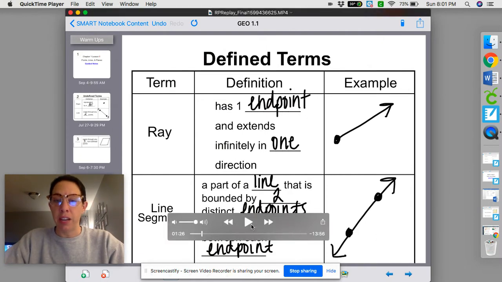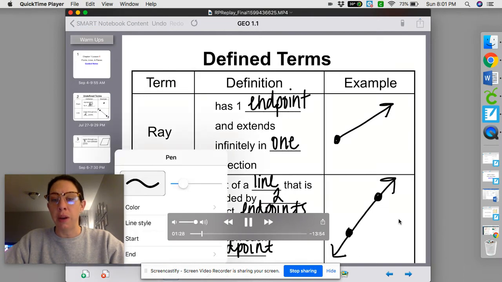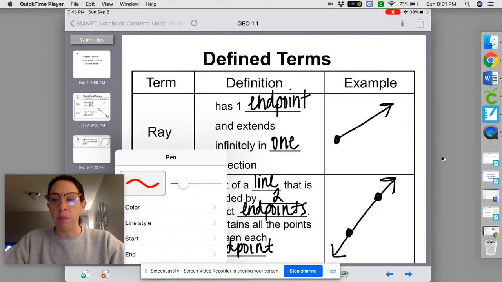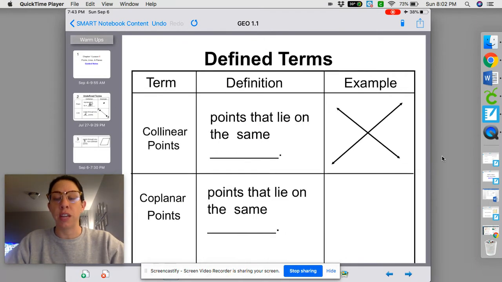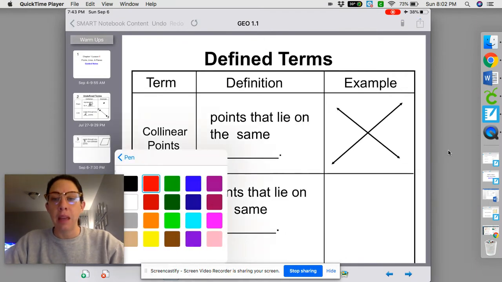Right here I just have a line. It exists through 2 points. So I could talk about this line as it is by itself, or I could just talk about this region bounded by the two endpoints. I'm about to draw it here in red. So I could just talk about that segment that's bounded by those two endpoints, or I could talk about the line itself. So there's actually two images there.